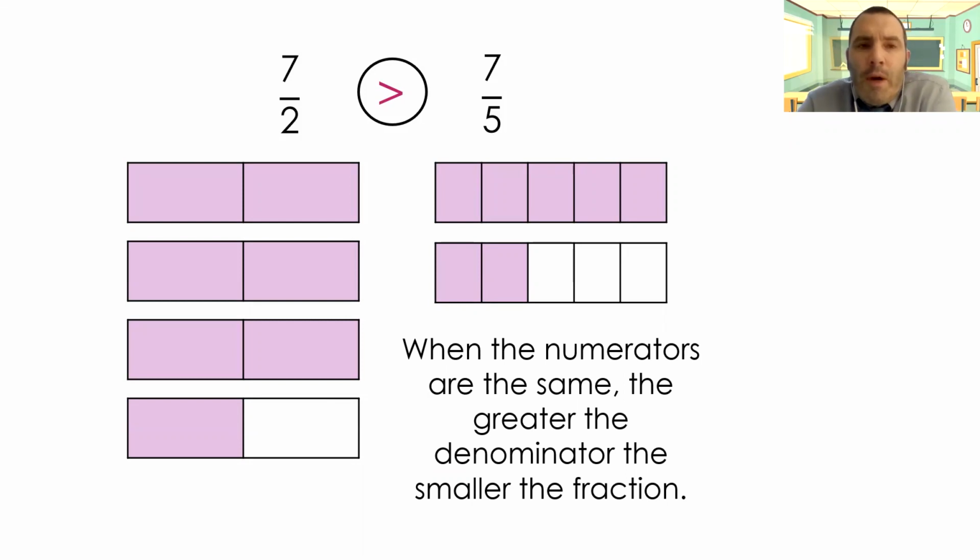So if you look at the bars on the left, I've only cut them into 2. They've been cut in half. So 7 halves is greater than 7 fifths. If you look at the bars on the right, where I've split the same size bar into 5, 7 fifths from that one are much smaller. They take up a lot less space.